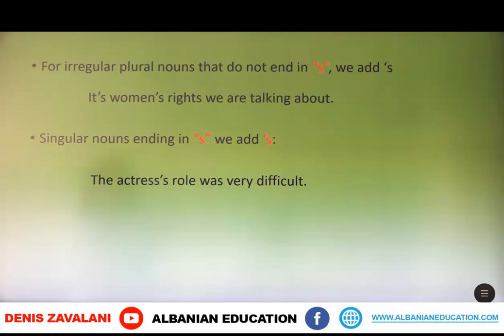Singular nouns that end in S. When the singular noun ends in S, we add apostrophe S. For example, the actress's role was very difficult. We have a singular noun, that's actress. It ends in S, so we add apostrophe S.